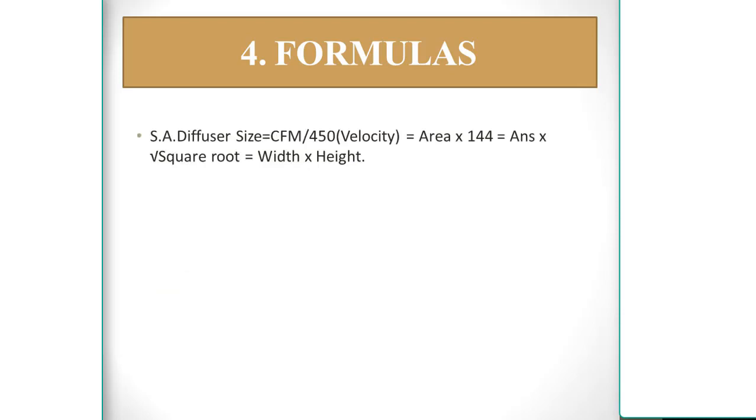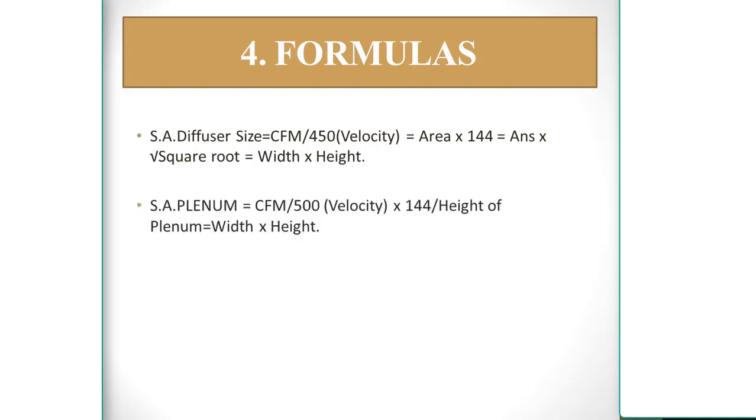Supply air diffuser size. How to calculate the supply air diffuser size? Very simple. Supply air diffuser size is equal to CFM divided by 450, the standard velocity. So the area will come. Now multiply by 144, the answer will come, and take the square root of that answer, then you will get the width multiplied by height. So here for the supply air diffuser, you will get both side widths only, not the height. So we can find out easily the supply air diffuser size.